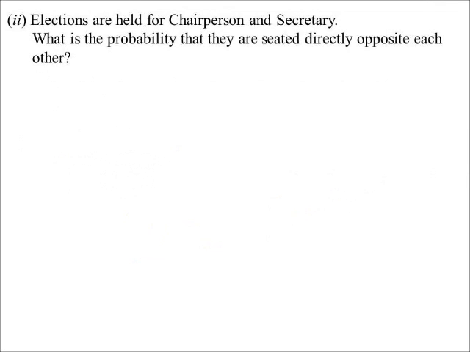We're going to hold elections for chairperson and secretary. What's the probability that they are seated directly opposite each other in this circle? Okay, well, no restrictions would be 9 factorial. Right? 10 people in a circle, so it's 1 less, 9 factorial.